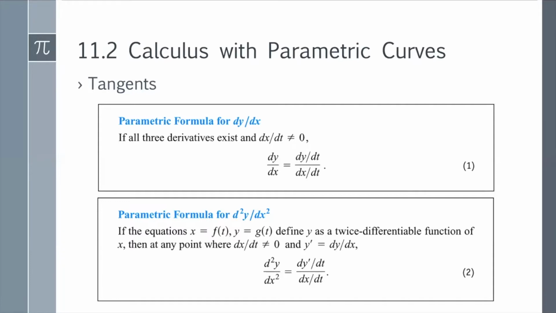of t and y equals g of t, define y as a twice differentiable function of x, then at any point where dx dt is not equal to 0, and we're using y prime instead of dy dx, then the second derivative of y with respect to x is equal to the derivative of y prime with respect to t divided by dx dt. And in my experience, this formula tends to confuse people a little bit, so I'd like to show you a couple more details about where that comes from.